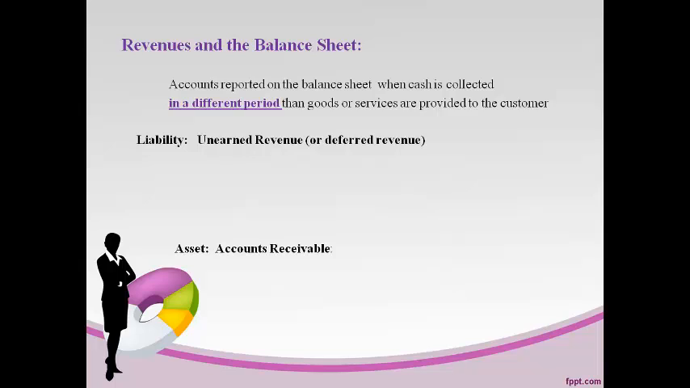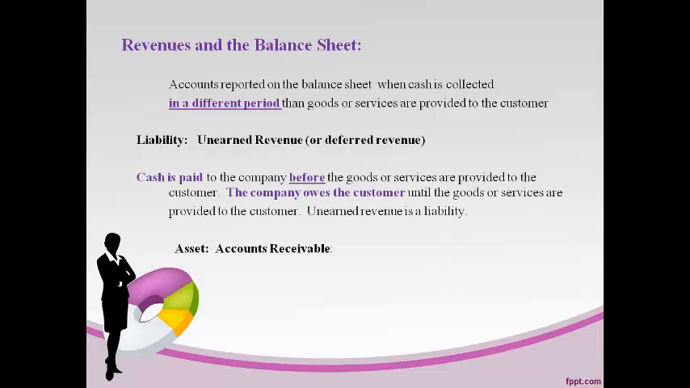The accounts on the balance sheet that are related to the timing of when cash is collected for revenues are unearned revenue and accounts receivable. Unearned revenue is also called deferred revenue. Unearned revenue is used to show the amounts customers have paid to the company before the goods or services are provided to the customer. The company owes the customer, and a liability is reported. Accounts receivable is used when the customer will pay the company in a future period after the goods or services are provided. Accounts receivable is an asset because the company will receive future economic benefit when cash is collected.